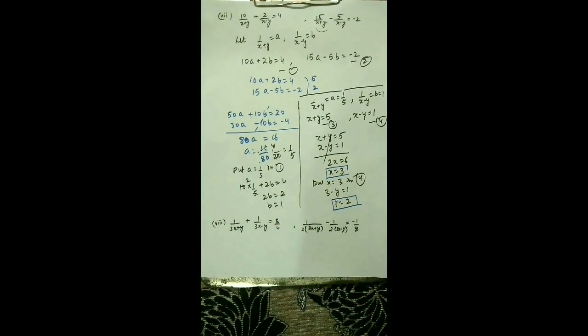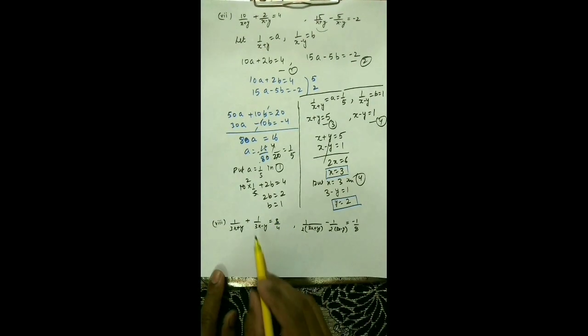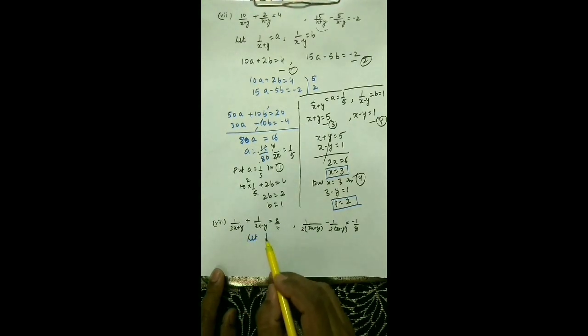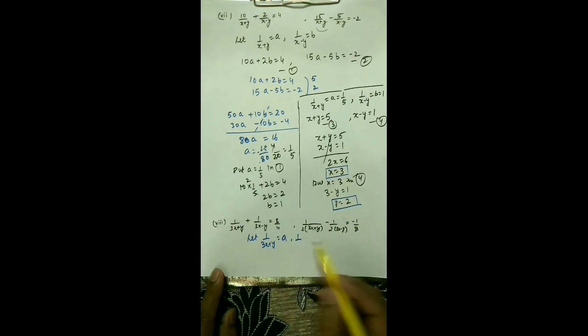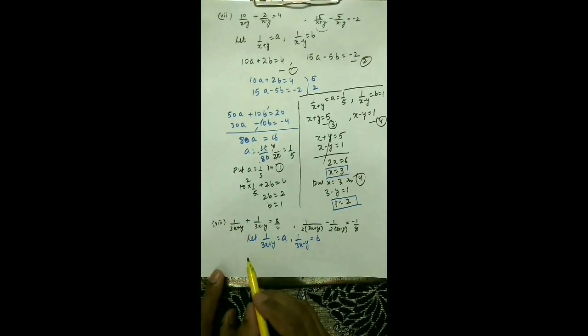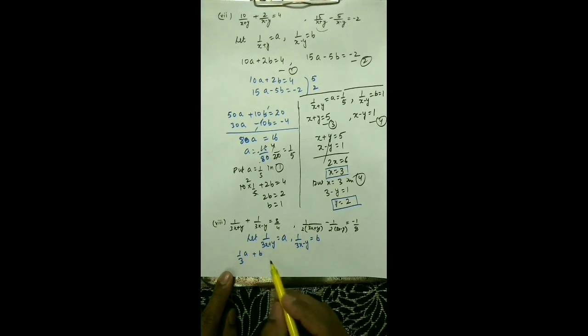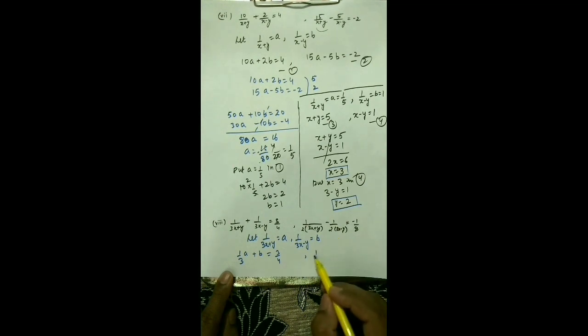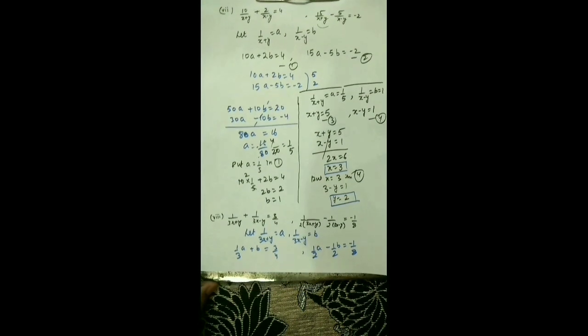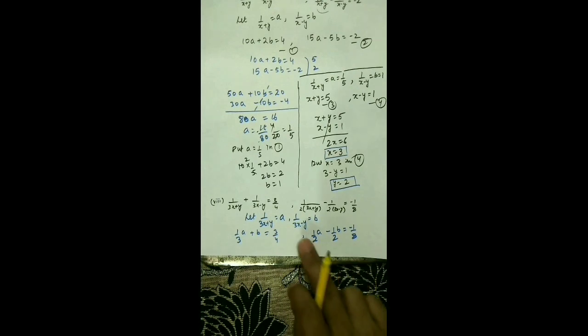Okay, now for the 8th part, I'm going to give you a hint. The hint for this question is, let 1 upon 3x plus y equal to a and 1 upon 3x minus y equal to b. So your equations will become 1 upon 3a plus b equal to 3 by 4, and this one will become 1 upon 2a minus 1 upon 2b equal to minus 1 by 8. So after this you have to solve as you have done this type of equations earlier also.